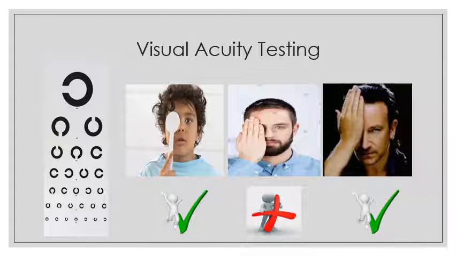Start with the upper sign on the chart, which is equivalent to visual acuity of 6/60. If the patient could see the upper sign, then move to the second row downwards. And then to the second row till we reach the final row, which is equivalent to 6/6.